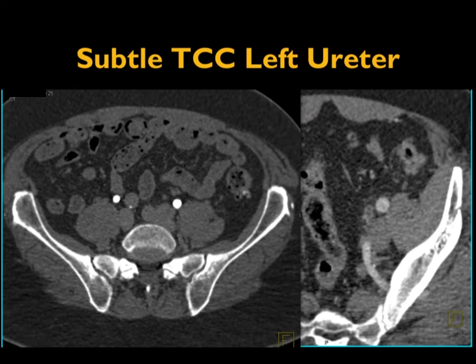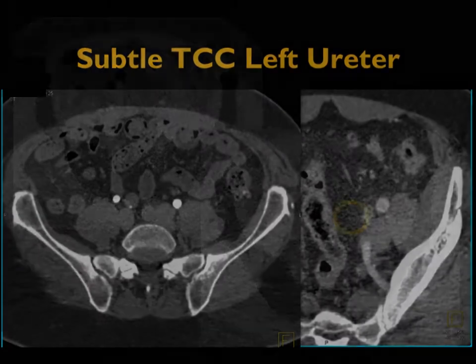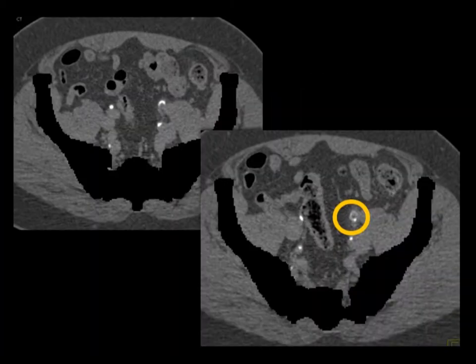This is a good case because I made the point in the last talk that you don't need to see obstruction to have a ureteral tumor. Of course, if you see obstruction, you can follow to a transition point, but often the lesions are small and you don't see obstruction. So look at this case, patient hematuria. We're looking to see, is there a lesion present?